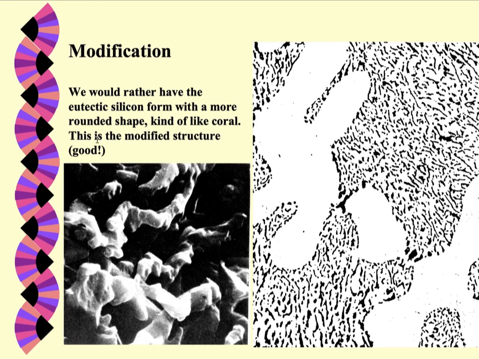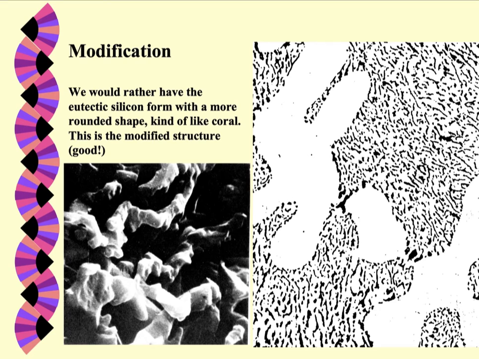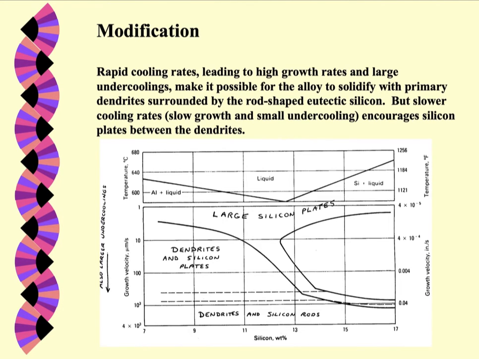What we can do is we can modify it. What will we do? We put sodium or strontium in the metal. And what that does is it somehow modifies the way that the metal solidifies so that the edges of those silicon plates that are forming are rounded. So that's going to be a much better microstructure. These could both be the same exact metal. All you did was you added some strontium. How do we know that? I don't know. They did some research a long time ago and they figured it out.